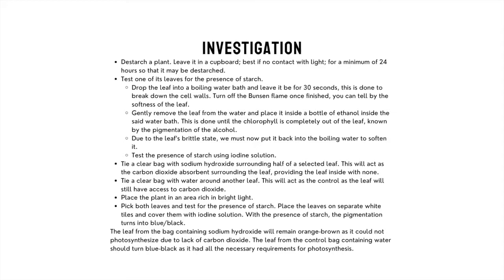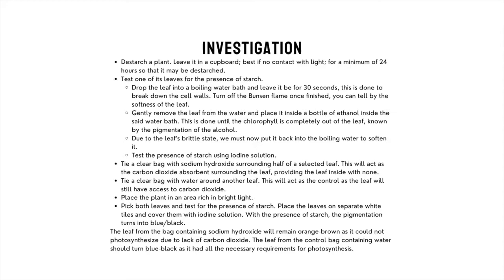Tie a clear bag with sodium hydroxide surrounding half of a selected leaf. This will act as the carbon dioxide absorbent surrounding the leaf, providing the leaf inside with no carbon dioxide at all. Tie a clear bag with water surrounding another leaf. This will act as the control as the leaf will still have access to carbon dioxide.